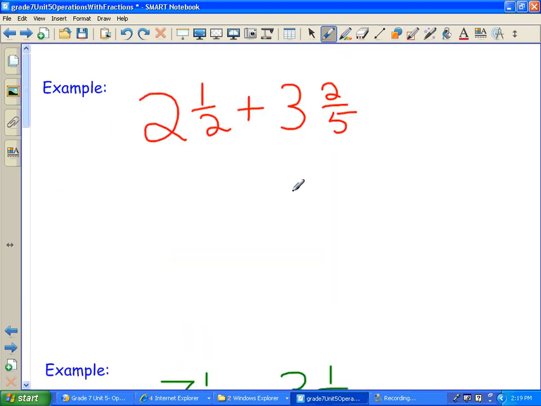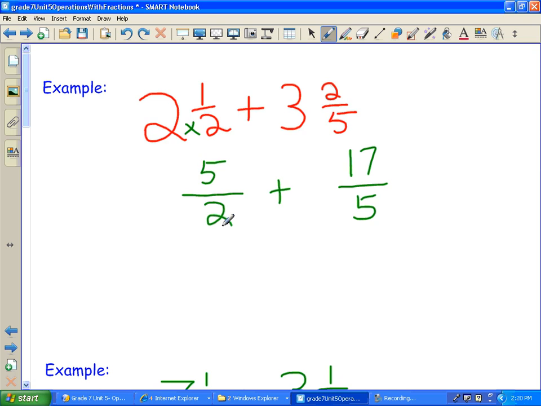Okay, that's probably one of the more difficult ones to do starting off. Let's try this one here. It might be a little bit easier. So step 1, change it to an improper fraction. So I'll do that right away by just writing the denominators. 2 times 2 is 4, plus 1 more is 5. 3 times 5 is 15, plus 2 more is 17.